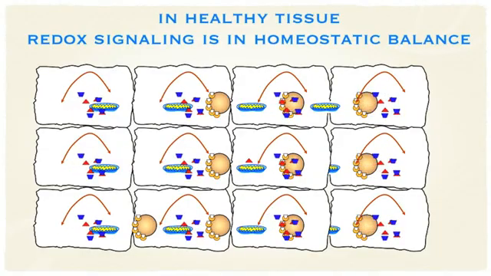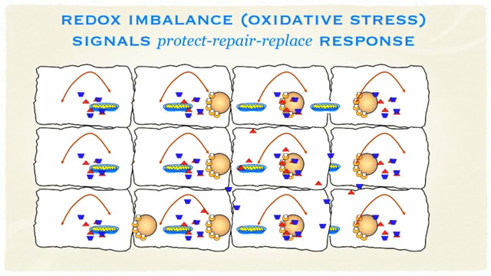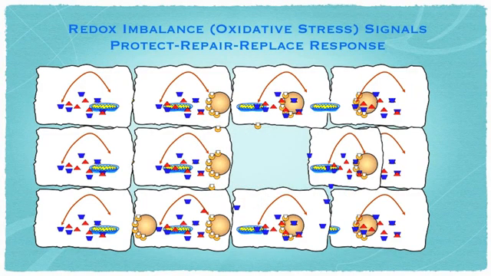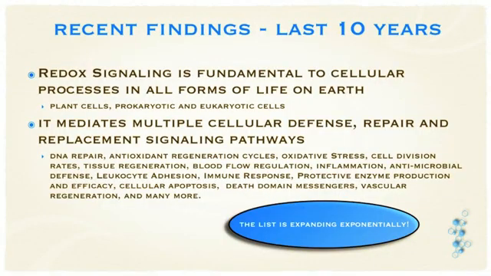So in healthy tissue, redox signaling is in homeostatic balance. We now have a multitude of cells that are in balance. Where there's oxidative stress, this would signal a repair, replace, or protection process. And so there's a burst, perhaps from an injury or an infection, and this is signaling trouble. So the group of cells in the tissue has to decide what they're going to do about it. That particular cell decided to replace itself, and a neighboring cell comes in and fills in the gap to promote better health for the tissue.